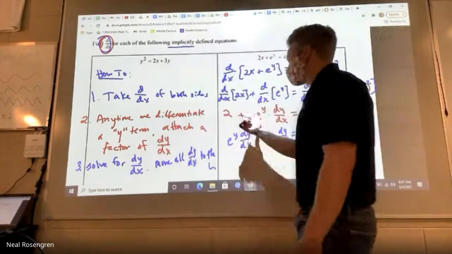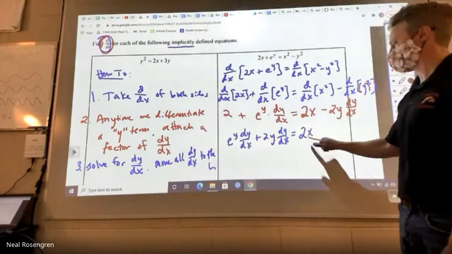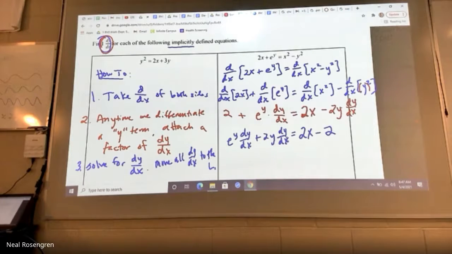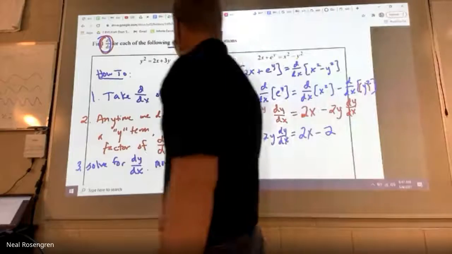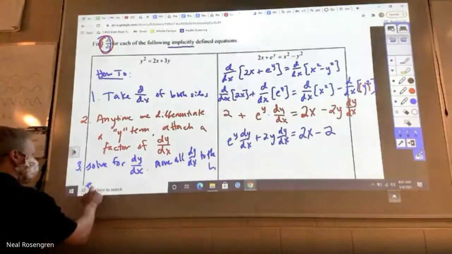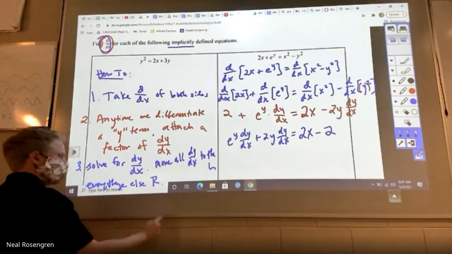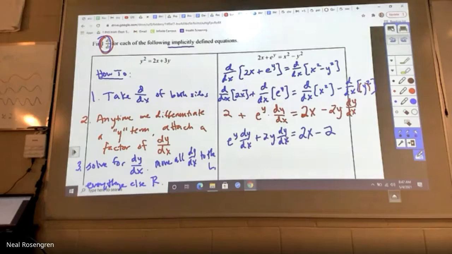Everything else is going to come to the right. 2x is already over there, so we're good. And then I'm going to subtract the 2 from the left over to the right. But I want to try to isolate dy dx somehow. I need to get them all on the same side and then move everything else over. So move all the dy dx's to the left, everything else to the right. That's a good start. At least we got all our dy dx's on one side.